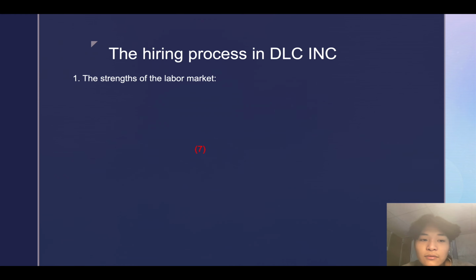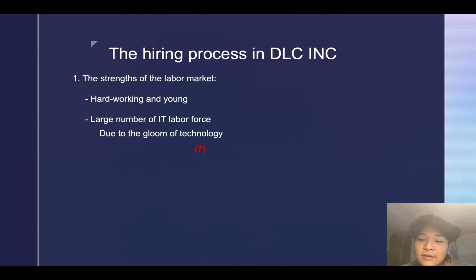So first we will look through the strengths of the labor market. The first strength of the labor market is that the employees are hardworking and young, especially the youngsters from other provinces except Hanoi. And there is a large number of IT labor force. This is due to the boom of technology. So as you know, technology has become an indispensable part of our lives. So it comes with numerous job opportunities.